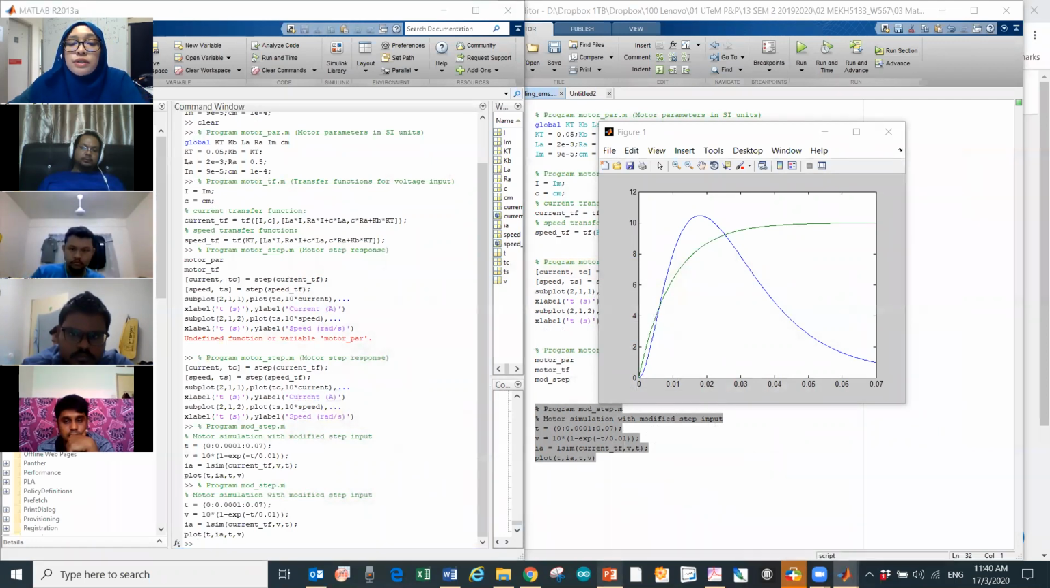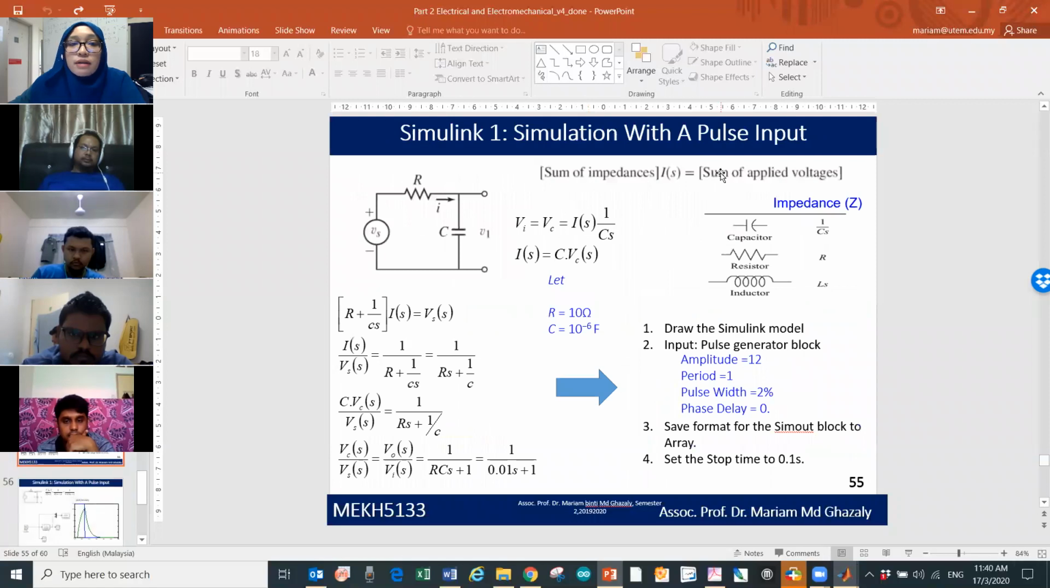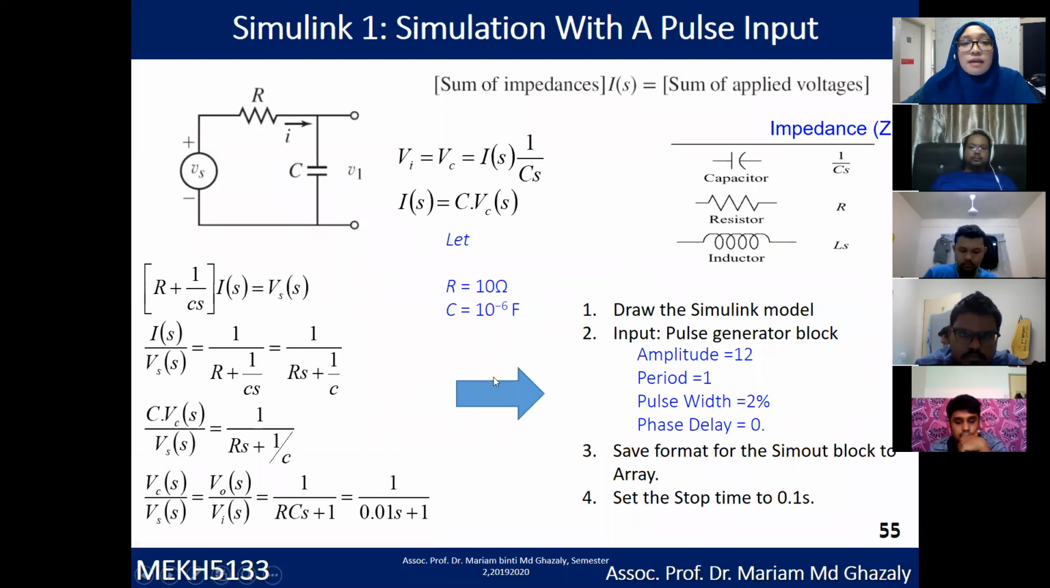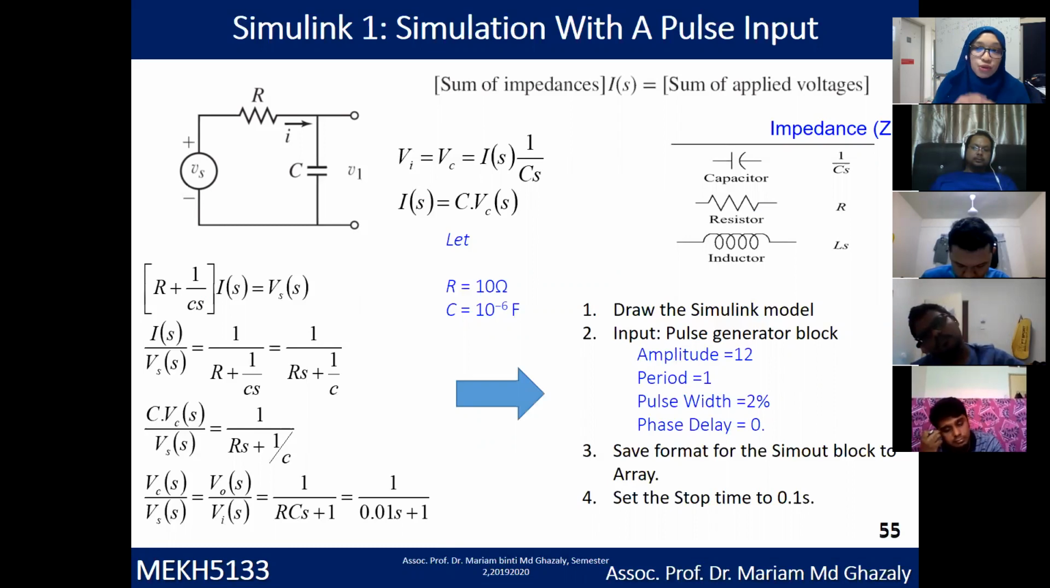Okay, so we continue with our class. It's on Simulink. Just now we were using the M file, the script coding. We type the coding. But nowadays people don't use coding in MATLAB. Sometimes we use coding to declare the parameters, but nowadays we mostly use Simulink.